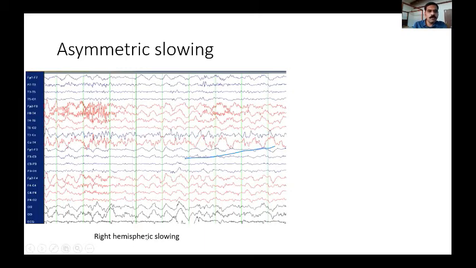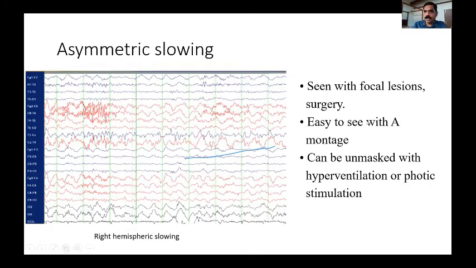And whenever you find focal slowing or hemispheric slowing in the EEG activity, it could mean focal lesions like a tumor or a granuloma or an infarct. Sometimes we also see it in post-surgical cases. It is easy to see with unipolar montage or referential montage. And sometimes when you don't find it in routine EEG activity, after hyperventilation or photic stimulation, this can be unmasked. So if you find focal slowing, it usually indicates a structural localized pathology in the brain.